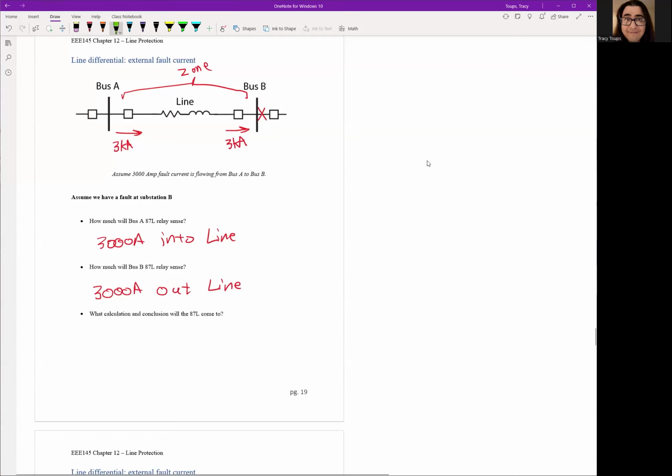So again, let's do our analysis. What's the difference in the current flowing in? Well, I in minus I out is going to be equal to 3 kiloamps flowing in minus 3 kiloamps flowing out, again, is equal to 0. So we should not, no trip. Okay, which makes sense because we're outside our zone. Remember, it's back to that current law. If I have 3,000 amps flowing into my zone and nothing's wrong with my line, it needs to exit somewhere else, which is where bus B is, because the fault is pulling the 3,000 amps into the fault. Okay.